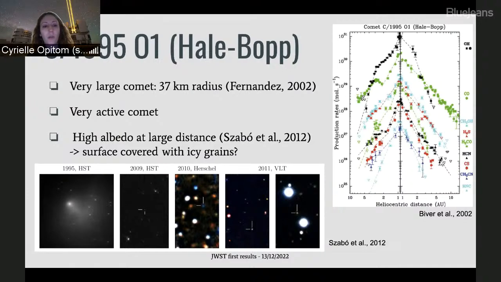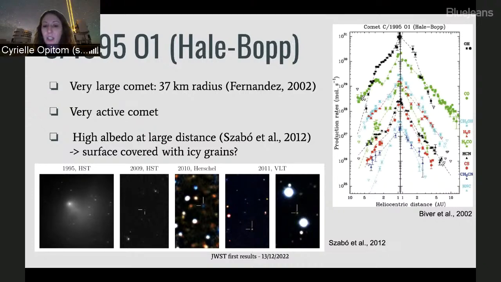The plot here at the bottom shows comet Hale-Bopp observed at different points in its orbit, and particularly in 2011, from observation with the VLT, Hale-Bopp was no longer active. And what these observations have revealed is that the comet also had a very high albedo, so it was relatively bright. And to explain that, one of the hypotheses was that the comet was covered by icy grains.